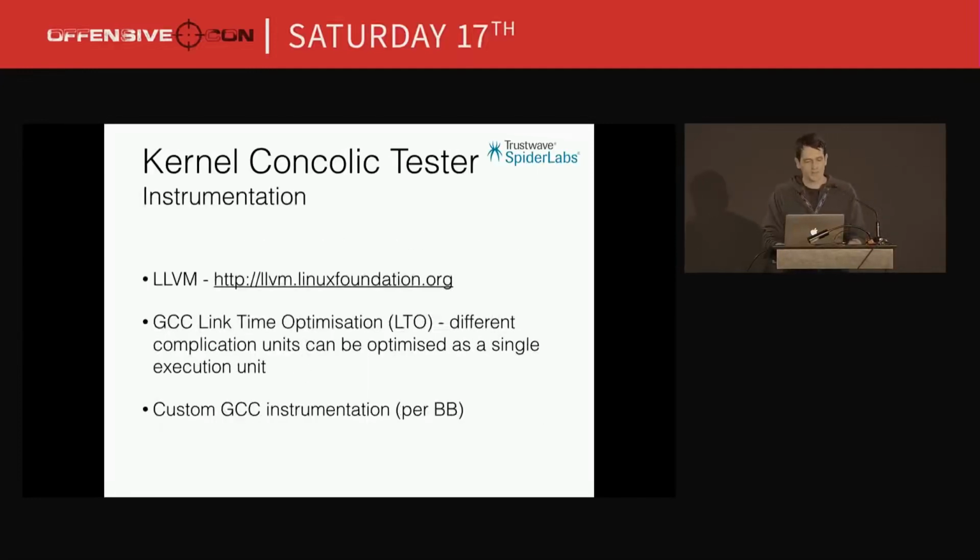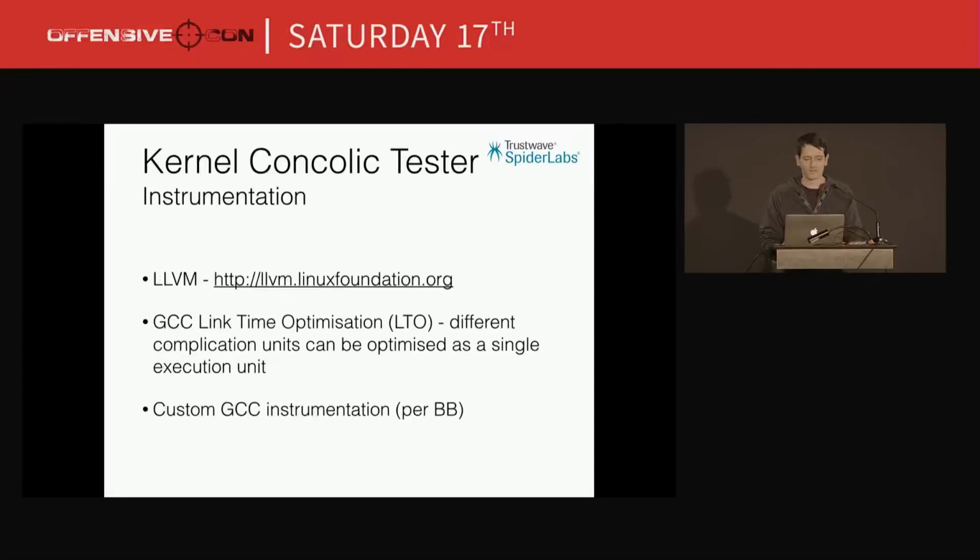In terms of instrumentation, we've considered a few options. First one was LLVM, but we've had some issues with architecture-specific code, especially on x86. It just didn't work quite well. Then we looked into GCC link time optimization, which allows you to optimize different compilation units as a single module. It's just a pass of GCC where you can hook and perform your instrumentation at that level. But that didn't work for the kernel. Works great for user space, but there are some issues with the kernel. Maybe the latest versions will fix that.